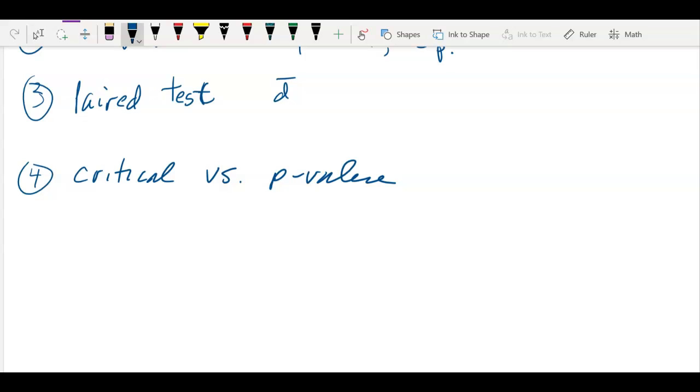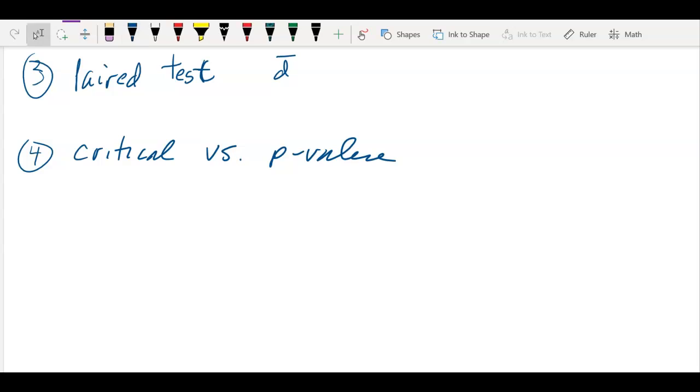The other thing is, the reason I draw those pictures in the video is because it really helps you understand the process. I expect to see those pictures of the normal curve on the test because it really helps me understand that you understand what you're doing. It also helps you get it. So for example, let's talk about critical first. I'm not going to do a problem, but I am going to kind of show you what I expect to see when you're doing a critical value approach.